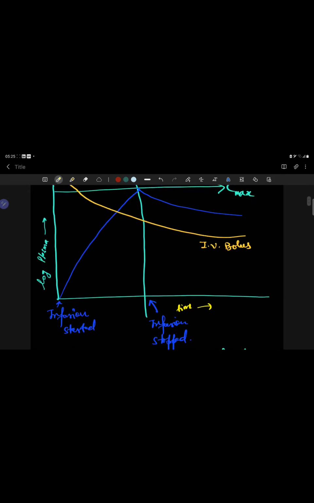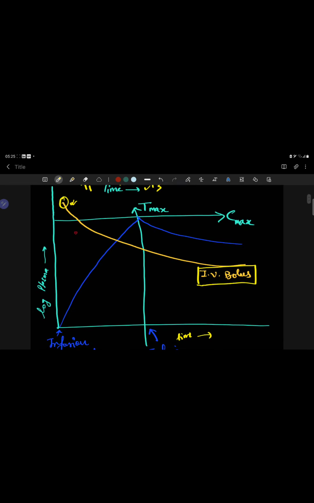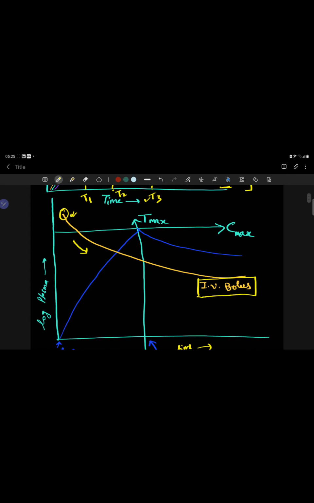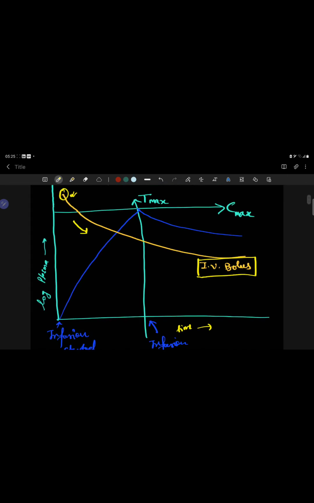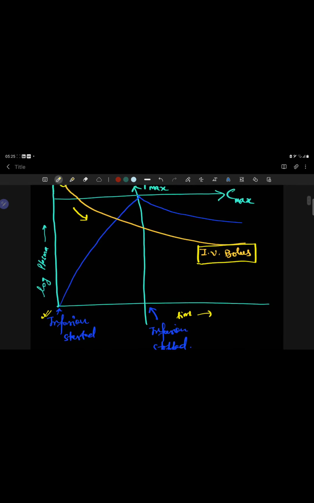What we see over here, what we know about IV bolus and IV infusion. IV bolus we give in a single shot. So what will happen? It will first have a maximum concentration, right, and it will decrease gradually. Now this is the log plasma versus time graph. Another important thing, suppose the infusion starts over here, and this is the IV infusion.